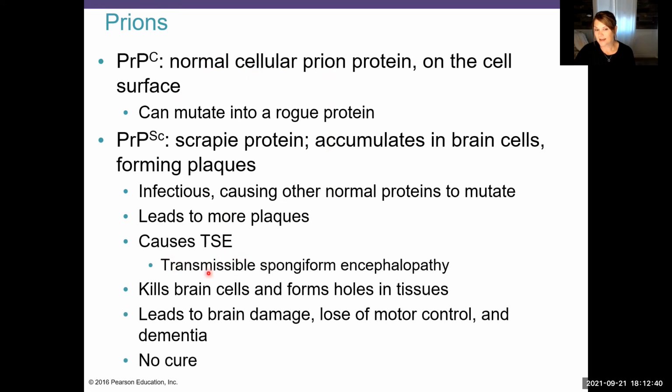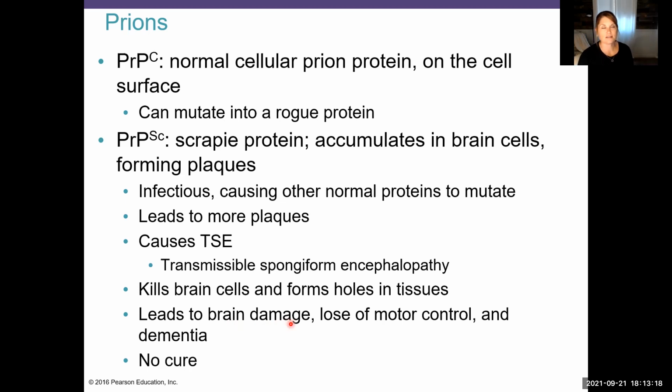So it causes, like I said, transmissible spongiform encephalopathy, TSE, because it can be passed from one protein to the next. It kills brain cells and forms holes in tissues. It leads to, at the very least, brain damage, but often loss of motor control and dementia, and eventually death. There's no cure. It's pretty sad to watch people suffer through this. It doesn't take long, but it can be months, maybe years, but usually months to watch people deteriorate with this disease.